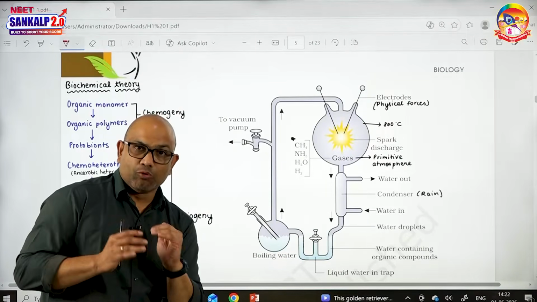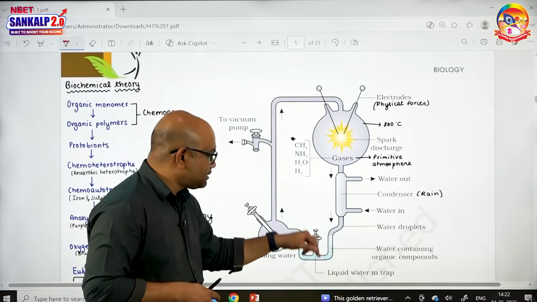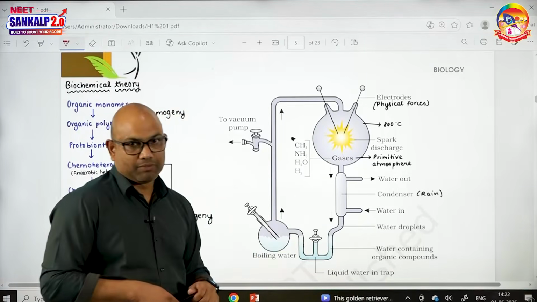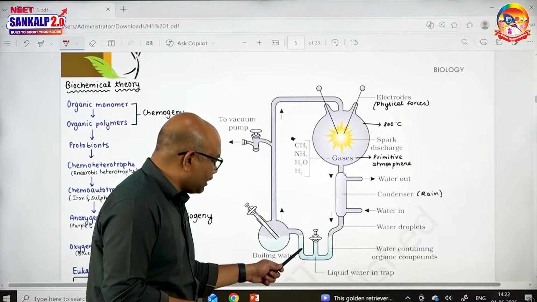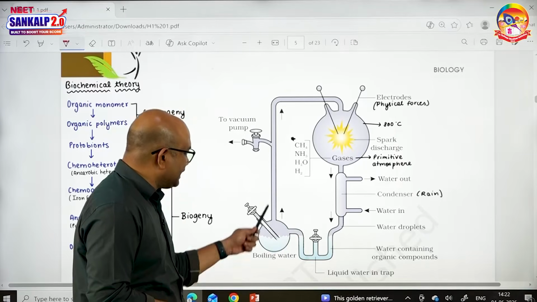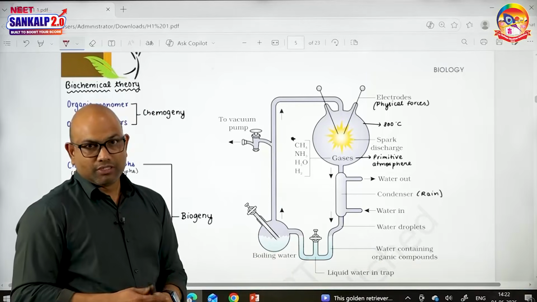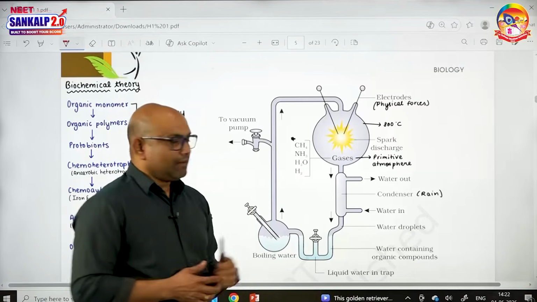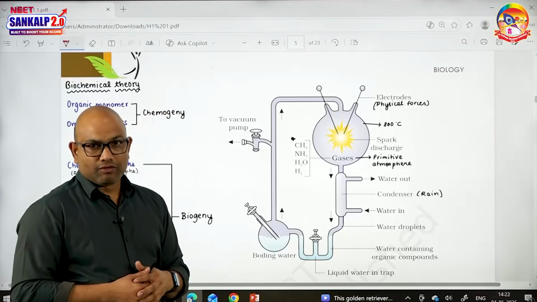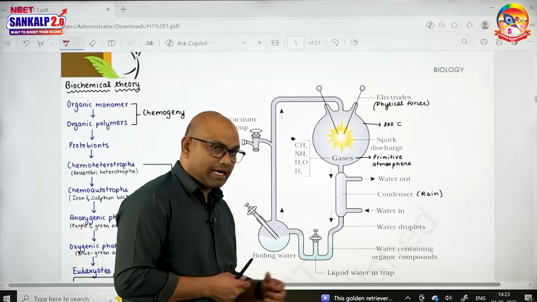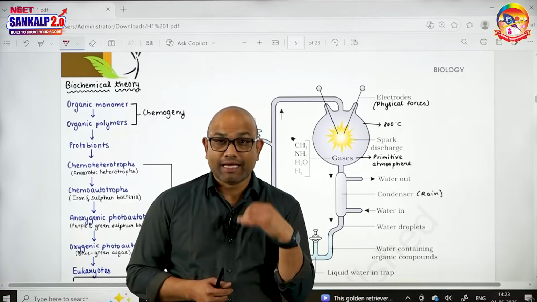Now the components pass through the liquid trap. If any compounds like monomers are formed in the reaction, they will be collected in the liquid trap. If no monomers are formed, those components go back to the boiling chamber. By heating, they are sent back to the spark chamber for one more cycle of reaction. He conducted this reaction many times. One fine day when he opened this liquid water trap, Miller found a few amino acids like glycine, alanine, aspartic acid.